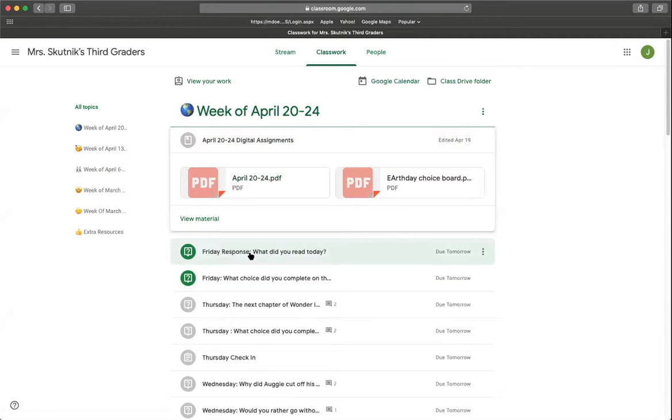Now we're going to go over each assignment so we can dive a little bit deeper into what it is that they have to do. So let's share the screen again and go over each assignment.